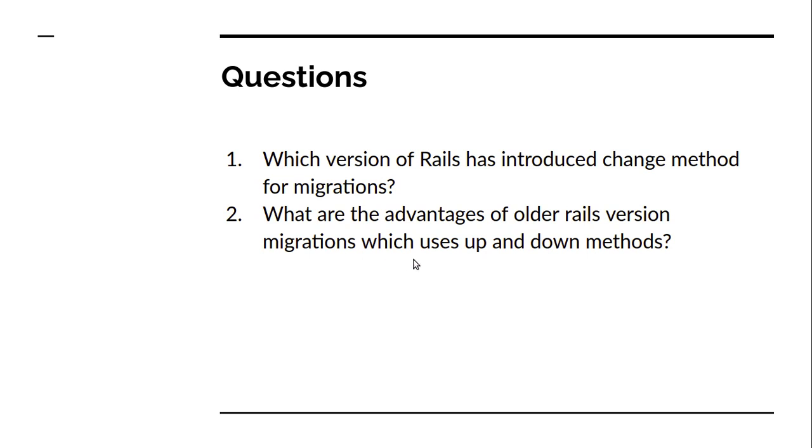And what are the advantages of older Rails version migrations, which use up and down methods? The main advantage is that you don't have to write an additional reversible block inside the def change method, because the change method sometimes is not reversible. For example, if you have run the migration and you want to roll it back, then change_table will not work there. As we saw in one of our previous lectures, where we implemented reversible for changing a column. Maybe it was in lecture number 49.